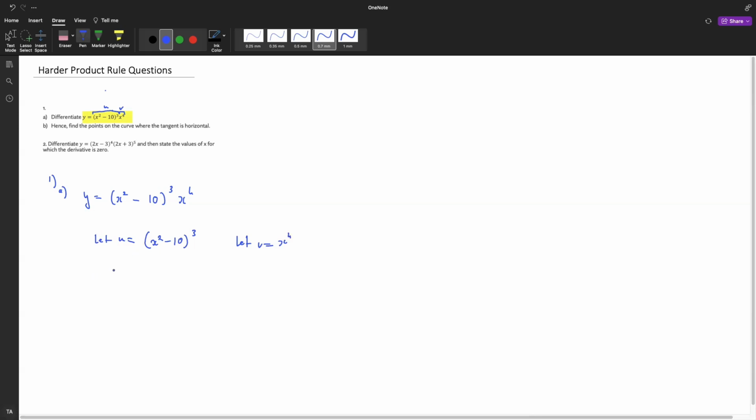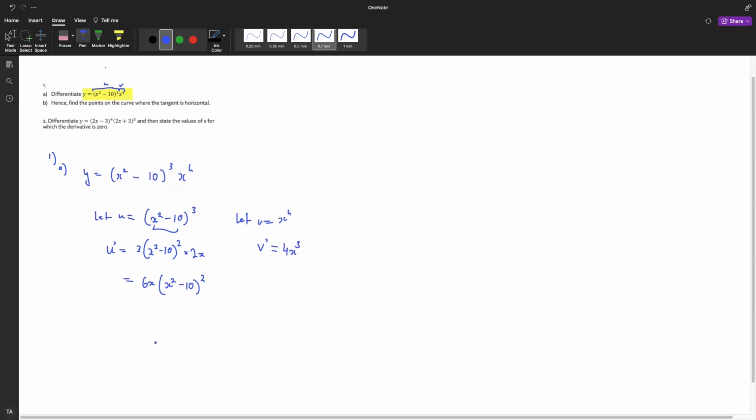To differentiate this, the derivative of u is going to equal, we put the power down, 3, keep the bracket the same and reduce the power by 1. Then we multiply this by the derivative of what's inside, which is 2x. Simplifying, 3 times 2x becomes 6x, so we get 6x times x squared minus 10 to the power of 2. And v is x to the power of 4, so the derivative of that is 4x to the power of 3.